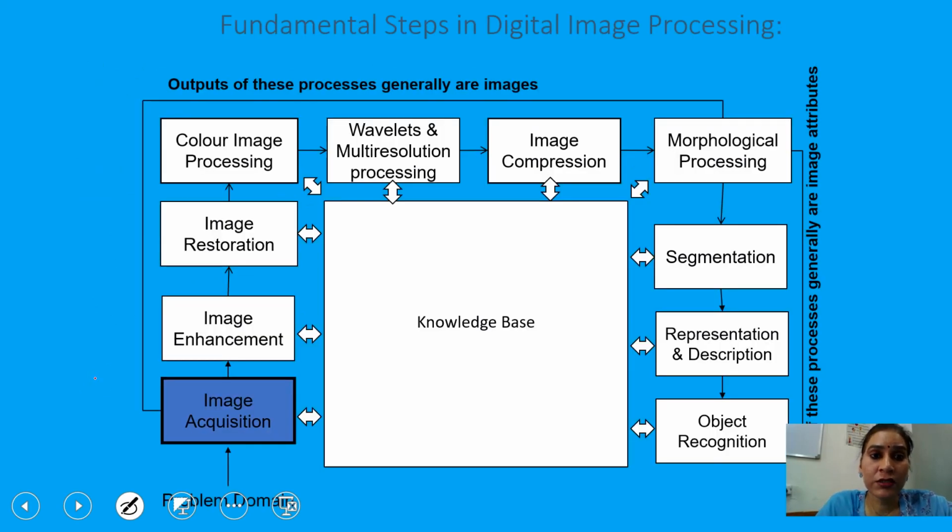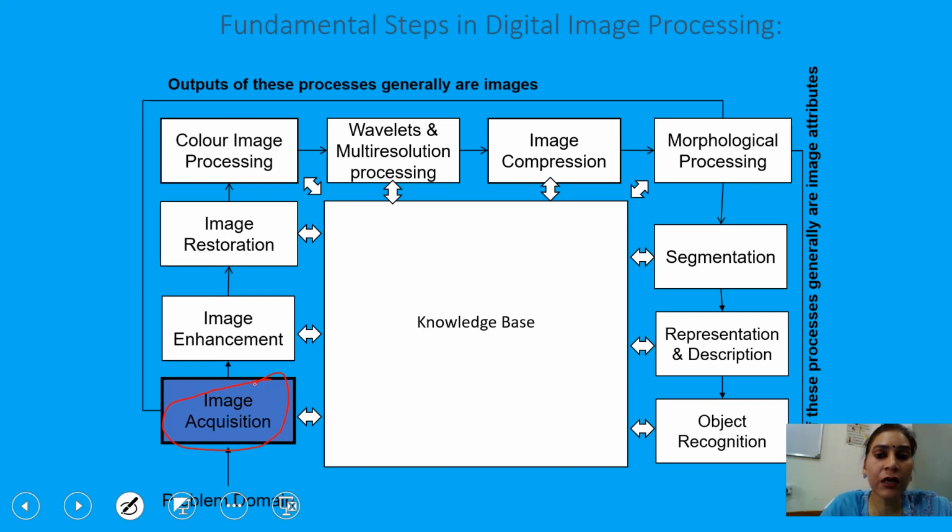Now we are moving towards the fundamental steps in digital image processing. This is the block diagram of the fundamental steps, in which we will discuss all the blocks one by one. The first one is the problem domain. Problem domain means whose image we want to capture. Then comes image acquisition. In image acquisition, we look at how the image is acquired and how sampling and quantization are done, meaning we are converting a raw image into a digital form.